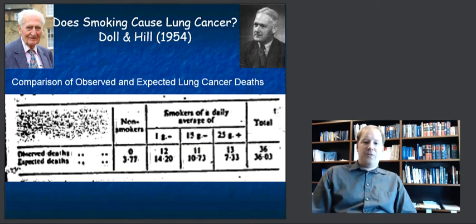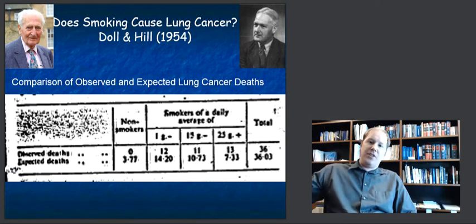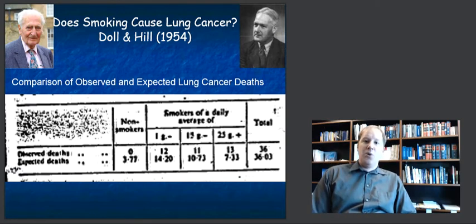Here's the actual photocopied page out of Doll and Hill's results, and what you'll see here is that they observed no deaths among non-smokers for lung cancer, even though they expected more if the population had been randomly distributed in terms of who got lung cancer and who didn't, and it had nothing to do with smoking. And what they found also was that there were significant numbers of people who got lung cancer and passed away from it as a result of smoking, or at least while they were smoking, I should say.